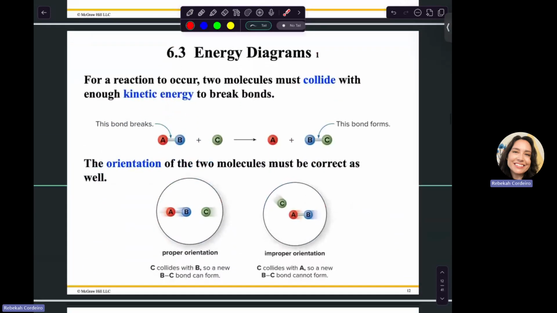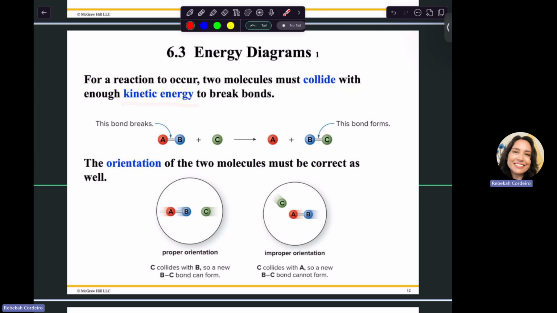So we use energy diagrams to represent this. Two things we have to think about with an energy diagram are the way that reactions occur. In order for a reaction to occur, two molecules have to hit each other, and they have to hit each other with enough energy to break the bonds. They also have to hit each other in the right orientation.